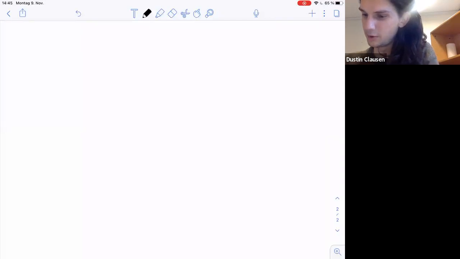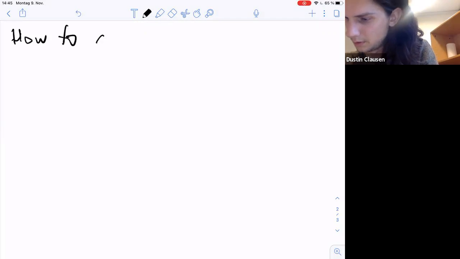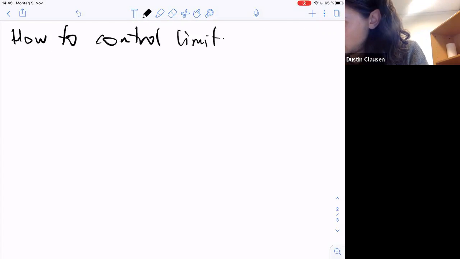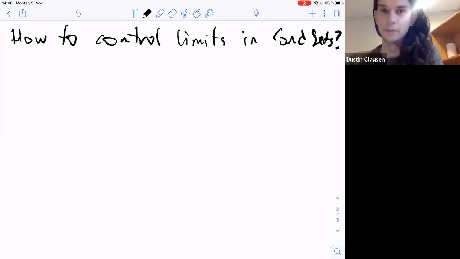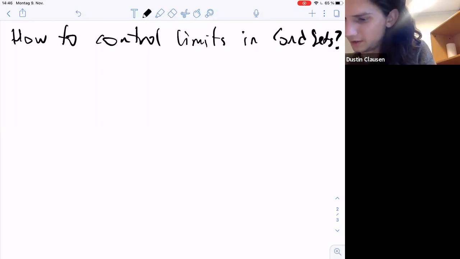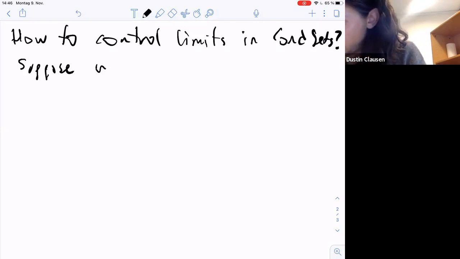So let's say, how do we control limits in condensed sets? Or how to prove, for example, that condensed sets has all limits. So suppose we have a collection of objects. We have a limit diagram. Well, we have a diagram.